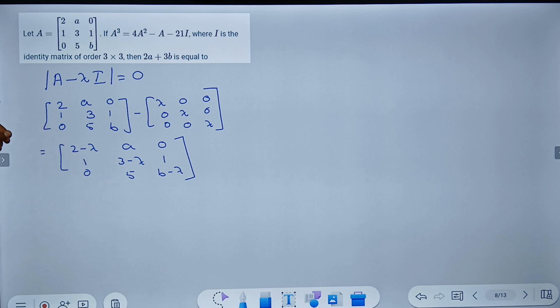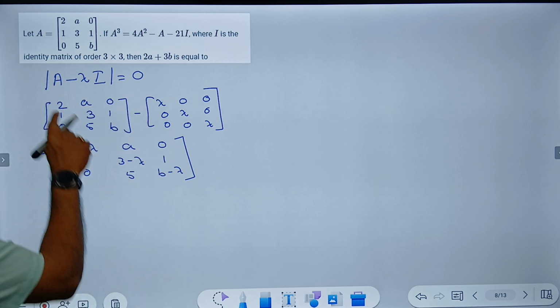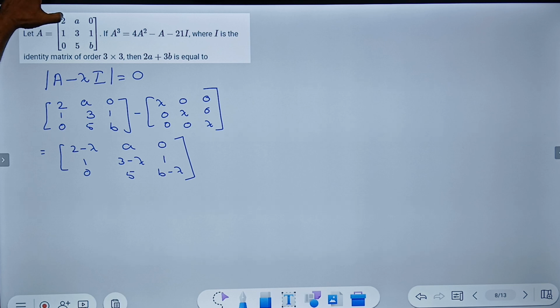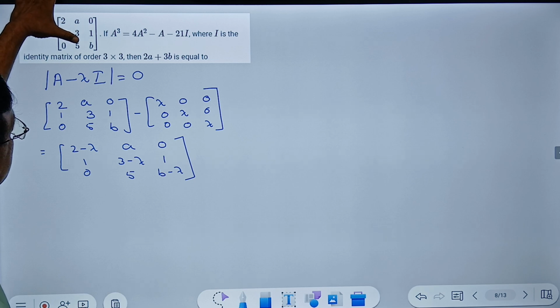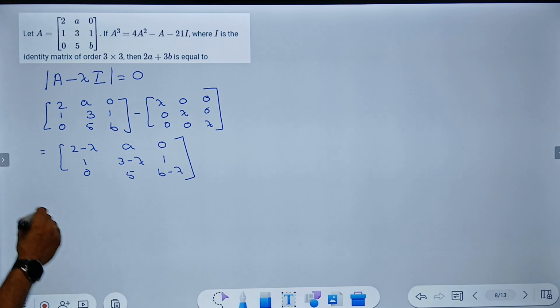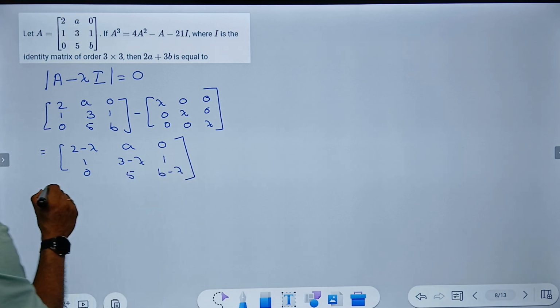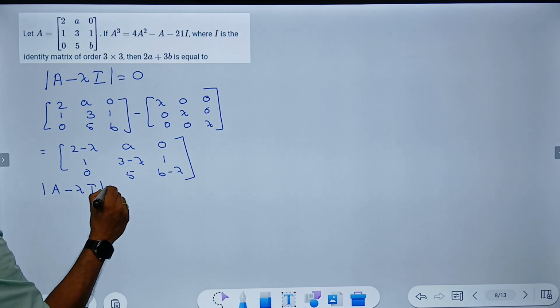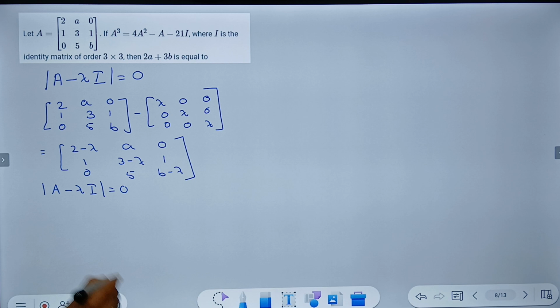So this is the characteristic equation. I mean, I found A minus lambda I. I hope I have not made any mistake: 2 minus lambda, a, 0, 1, 3 minus lambda, 1, 0, 5, b minus lambda. Yeah. Now what is the determinant value? Determinant value should be 0. A minus lambda I should be 0. Let us find out what it is.